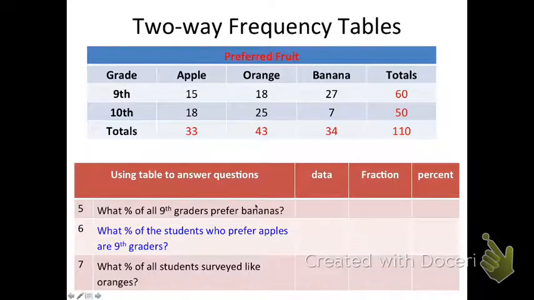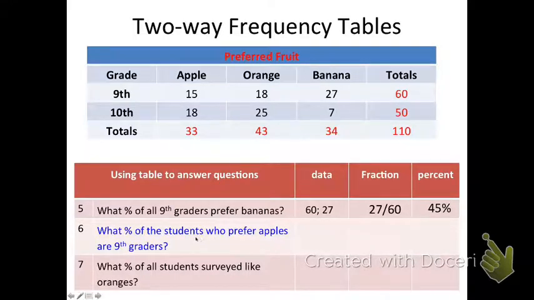So I'm going to look and figure out, okay, we're talking about what percent of all 9th graders. All 9th graders, there are 60 9th graders. And what percent of those prefer bananas? Well, 27. So our data is 60 total 9th graders, 27 of them like bananas. What fraction am I going to create in order to figure out that percent? In this case, it's going to be 27 over 60. And that'll give us 45% of the freshmen like bananas.